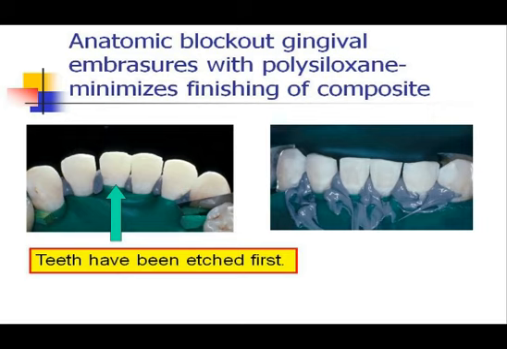In the past, when we used wedges, we would actually move these teeth in different positions. Also, this anatomic blockout minimizes the finishing when we've completed the splint. It's chemically incompatible with the bonding resin, with the composites that we use. We have total control of these embrasure areas.